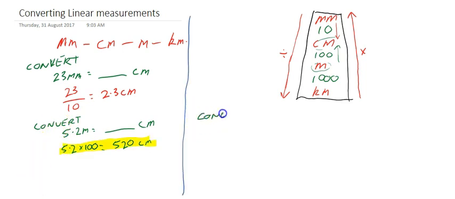Now, slightly more difficult question here. I'm going to convert 7.2 kilometers into millimeters. So I'm going to convert all the way from here, kilometers, all the way up to here in millimeters. So I need to go all the way up there. Now to do that, I'm going to have to do 7.2. I'm moving upwards, so I need to multiply.